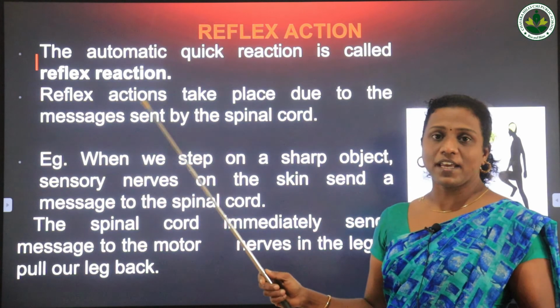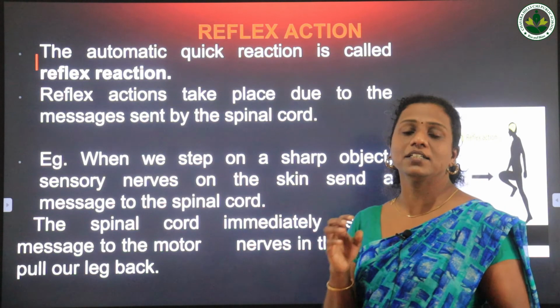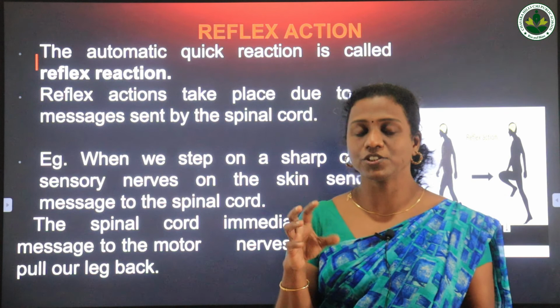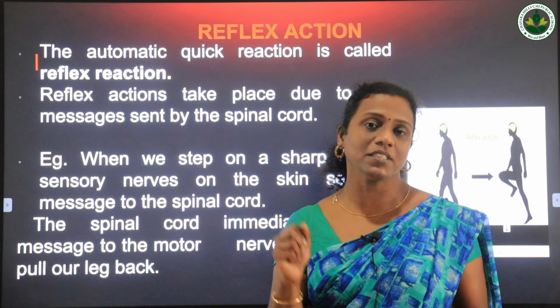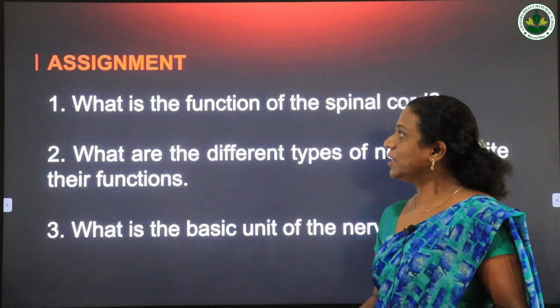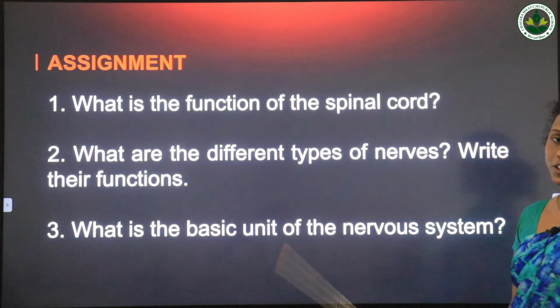Then we studied reflex action. The automatic quick reaction is known as reflex reaction, and it is controlled by the spinal cord. All the other functioning of the body is controlled by the brain, but the reflex action is only controlled by the spinal cord. Today's assignment: what is the function of the spinal cord?